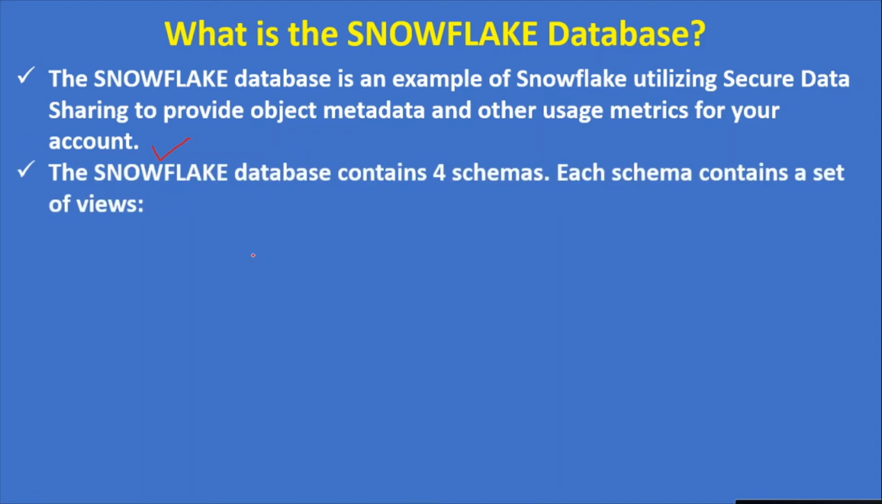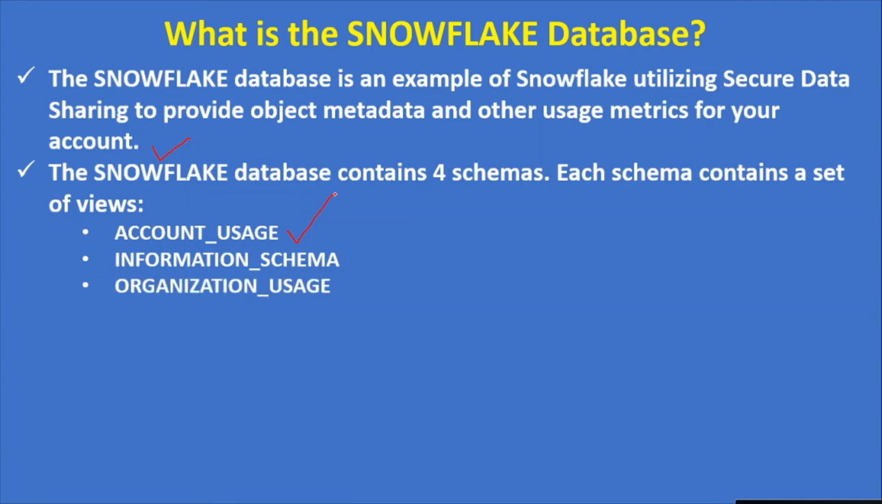The Snowflake database contains 4 schemas as of now. Each schema contains a set of views. So what are those schemas? Account usage is one schema, information schema is the second, the third one is organization underscore usage, and the fourth one is reader account usage. These are the 4 schemas present under the Snowflake database.